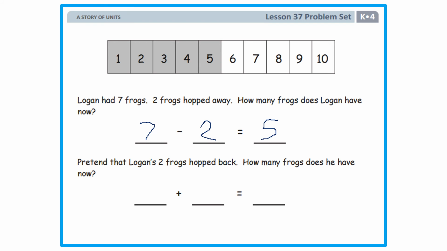Guess what happened? Let's pretend that Logan's 2 frogs hopped back. So how many did he currently have? He has 5. We can see it right here in our number sentence because he had 5. But remember what happened? The 2 frogs hopped back. They came back. So how many are we adding to 5? 2. That's right, because 2 of them hopped back. So 5 plus 2 equals? Show me 5 and show me 2. 1, 2. 5 plus 2 equals? 7. Good job.